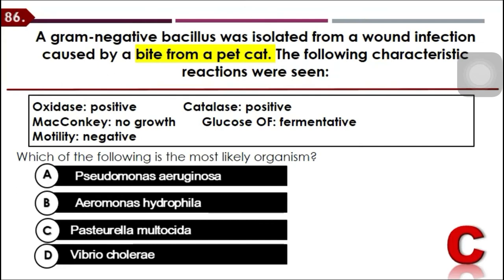So, Pseudomonas species po, they are also catalase positive. Again, Pseudomonas species are also catalase and oxidase positive po. But they can be ruled out because they grow on MacConkey. Take note, si Pasteurella multocida cannot grow on MacConkey agar po. Okay, for number 86, we have letter C.